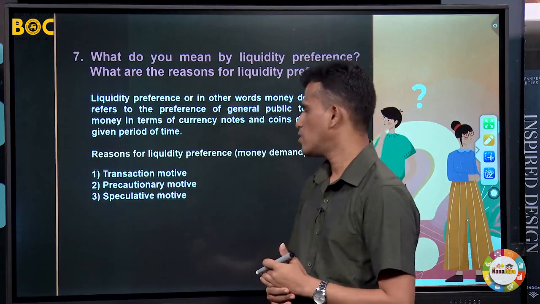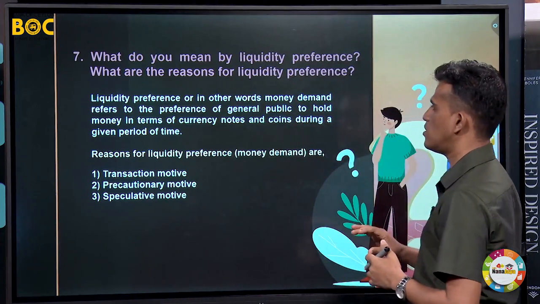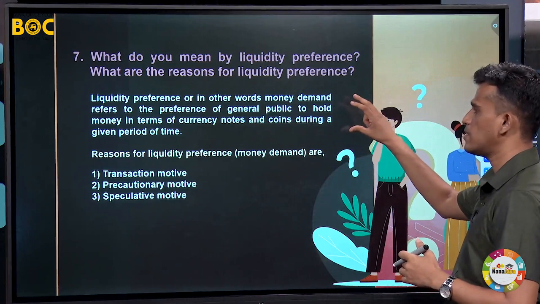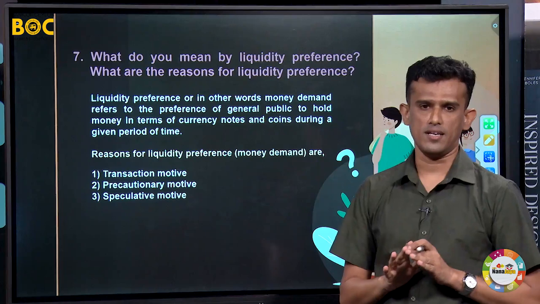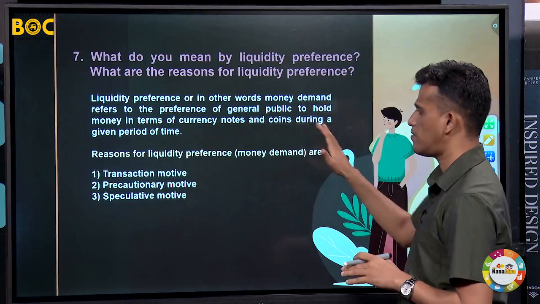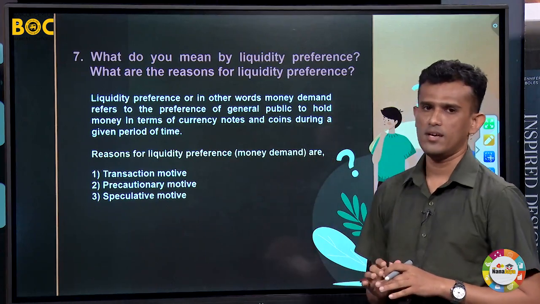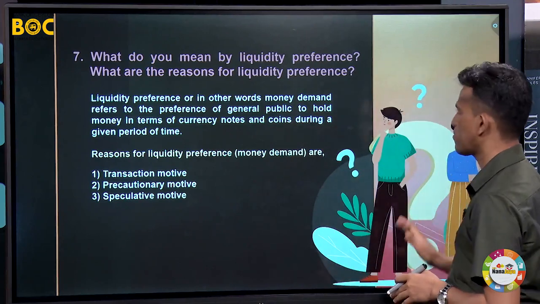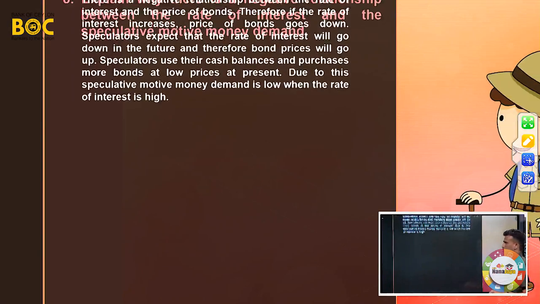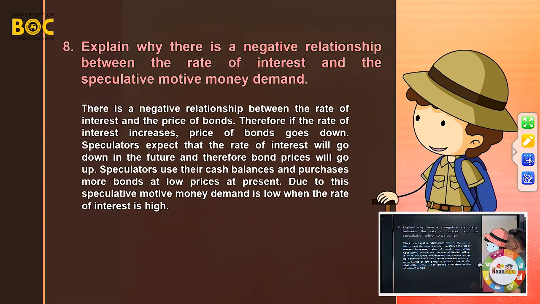So, based on this question, we are supposed to define what liquidity preference, or in other words, what money demand is. And then you should identify the reasons as to why people create a demand for money. We will move on to the next question.